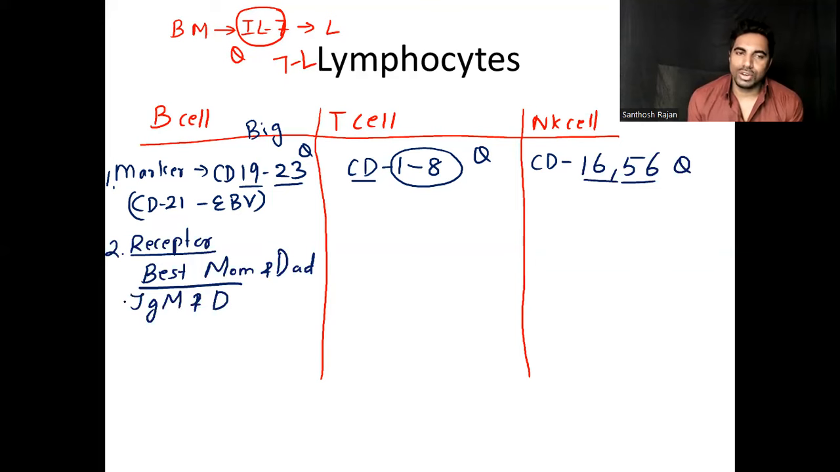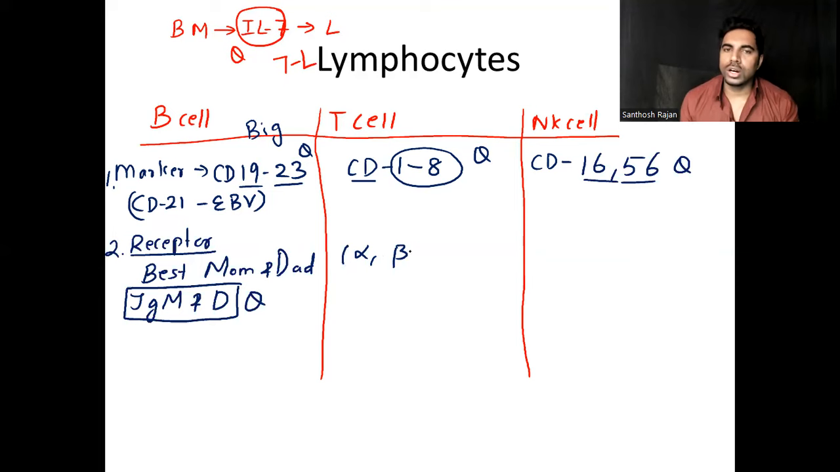They have this receptor. For T cell, we don't have this. For T cell, we have something like alpha and beta chain only. So it's more similar to this alpha, beta chain, more like the immunoglobulin form. So we are not that much concerned about this. Natural killer, we're not concerned about it.